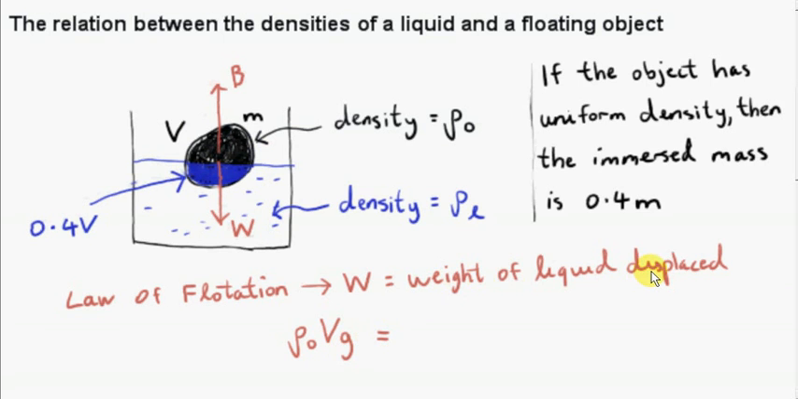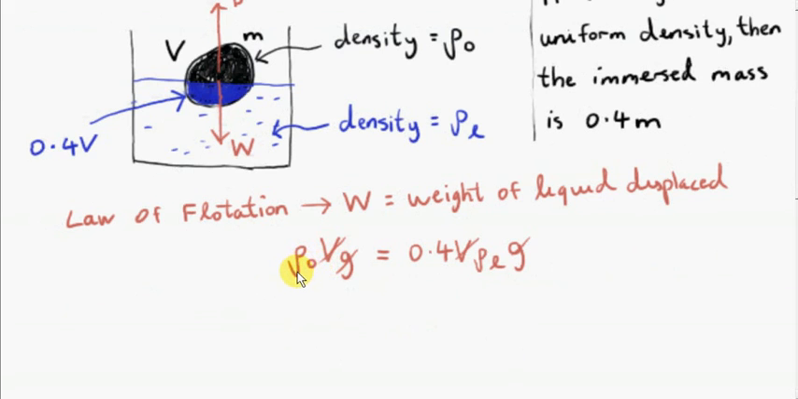Now what about the weight of liquid displaced? Well, the volume of liquid displaced is equal to the volume of the immersed part of the object, which is 0.4 V. And we multiply the volume by the density of the liquid displaced, rho L. This will give us the mass of the liquid displaced. So the mass of the liquid displaced times g gives us the weight of the liquid displaced. Notice that the relation between rho O and rho L doesn't depend on V, and the g's also cancel out. We see that rho O is 0.4 times rho L.